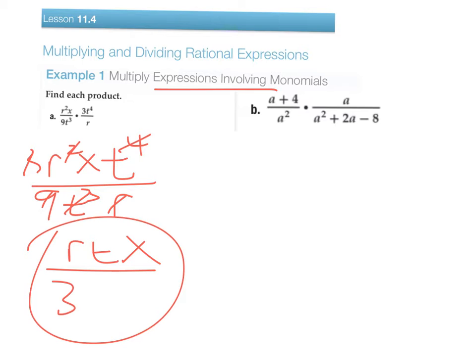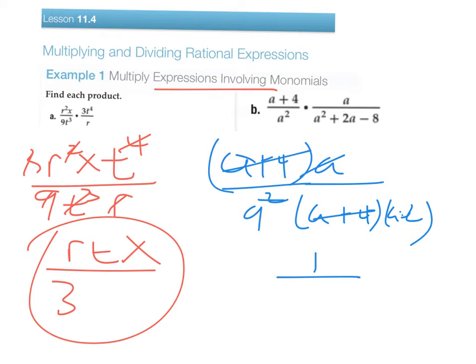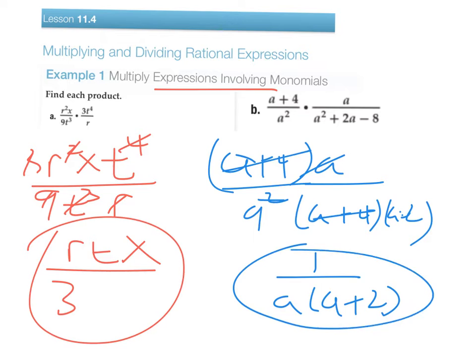Now when we look at a problem such as this, we have to factor it first. So I have my a plus 4 on top, and I have my a squared, and then I have to multiply by a. And on the bottom, this factors to a, but two numbers multiply, okay, so that'd be a plus 4 and a minus 2. And so the a plus 4's cancel, and one of the a's cancels, so I'm left with a 1 on top. And on the bottom I have an a, but I have an a plus 2. And so there's my answer after multiplication.